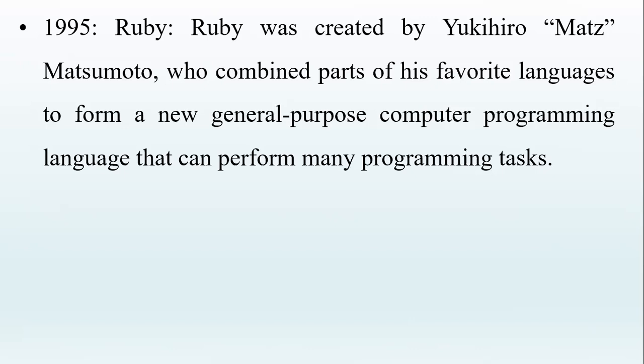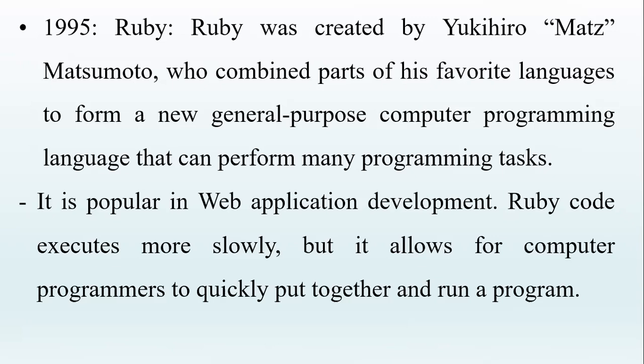In the same year, 1995, Ruby was created by Yukihiro Matsumoto, who combined parts of his favorite languages to form a new general-purpose computer programming language that can perform many programming tasks. It is popular in web application development. Ruby code executes more slowly, but it allows computer programmers to quickly put together and run a program.